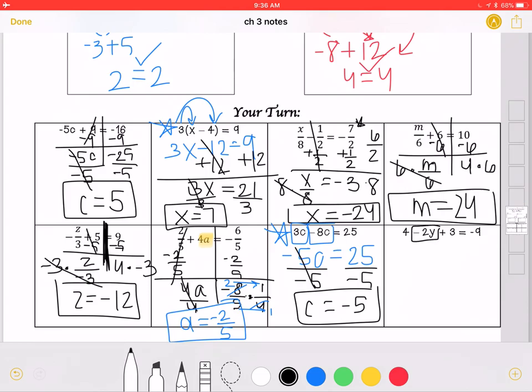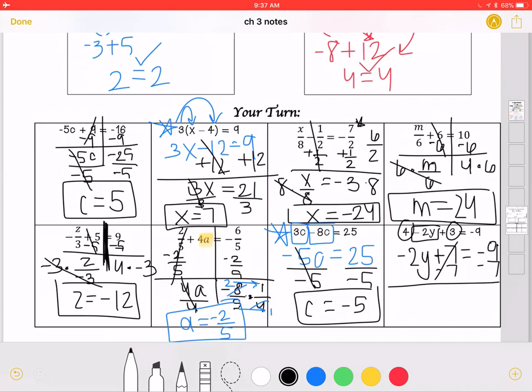Now be careful, this negative is attached to this 2y, so I have negative 2y plus 7, if I combine these terms here, equals negative 9. Now here's my equation. Now we'll solve it. So get rid of your addition or subtraction first. So I'm going to subtract 7 from both sides.